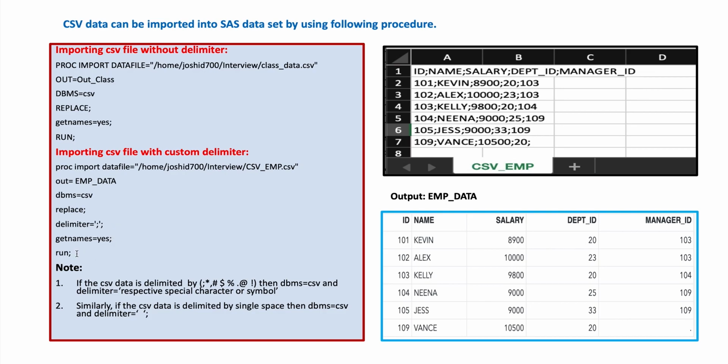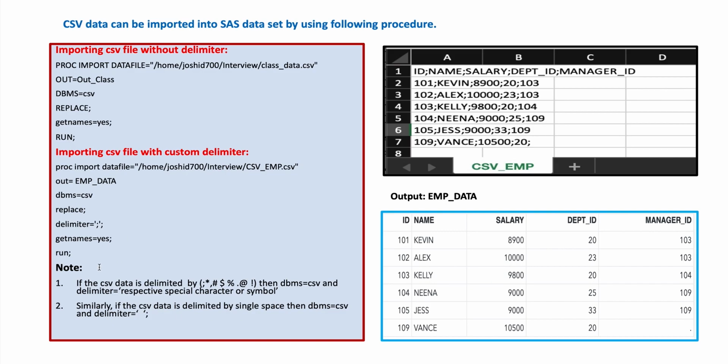When we run the second set of code, we will get the result as shown on the right side, second table. The first table represents the input data source and the second table is the output data. Here, input data means data custom delimited by semicolon is imported into a SAS dataset.